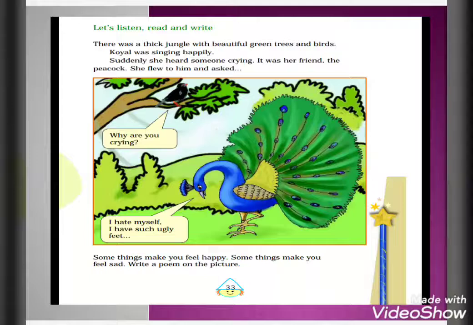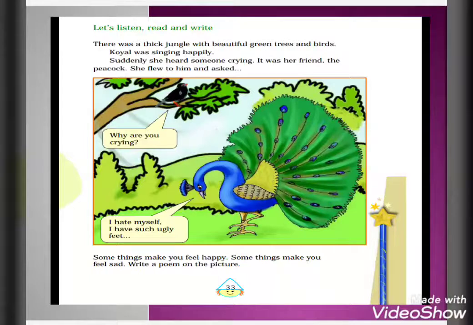Let's listen, read and write. There was a thick jungle with beautiful green trees and birds. Koel was singing happily. Suddenly, she heard someone crying. It was her friend, the peacock. She flew to him and asked, "Why are you crying?" "I hate myself. I have such ugly feet."